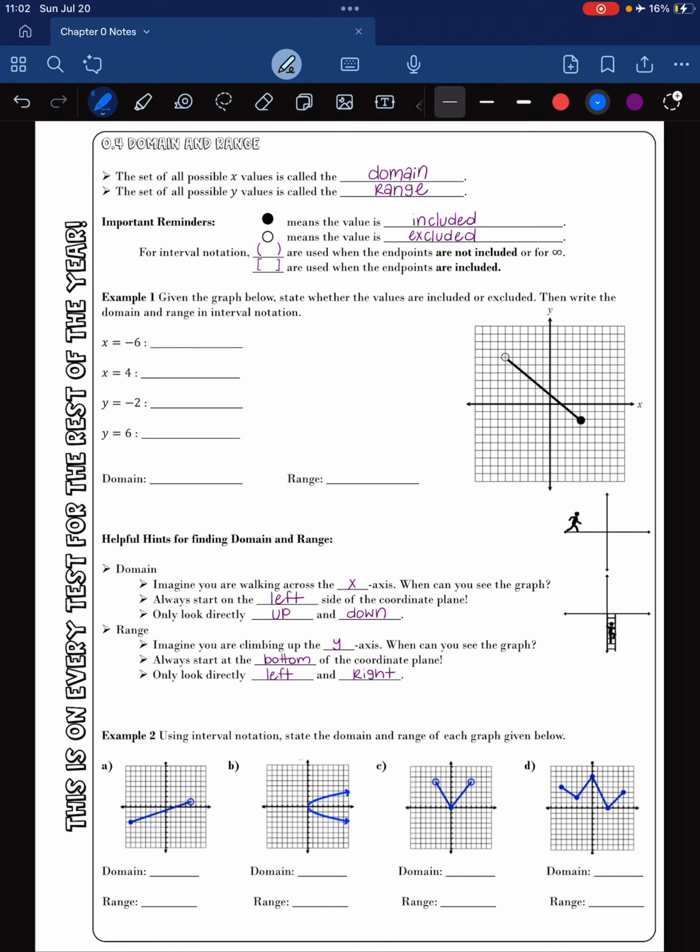Hey y'all, so we're looking at domain and range today, and this is something it's really important you get familiar with because we're going to talk about it in every chapter in Algebra 2. It's just such an important concept for us.